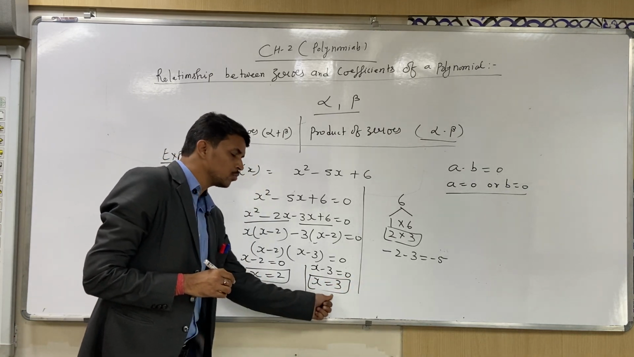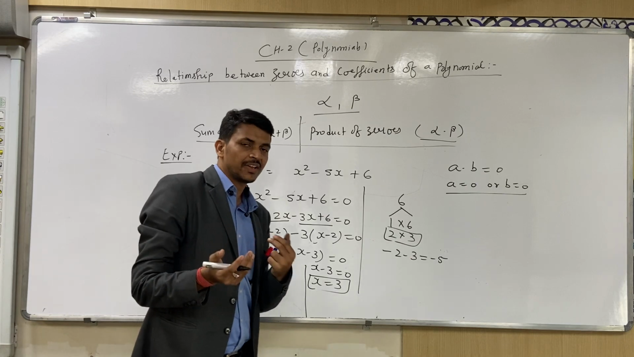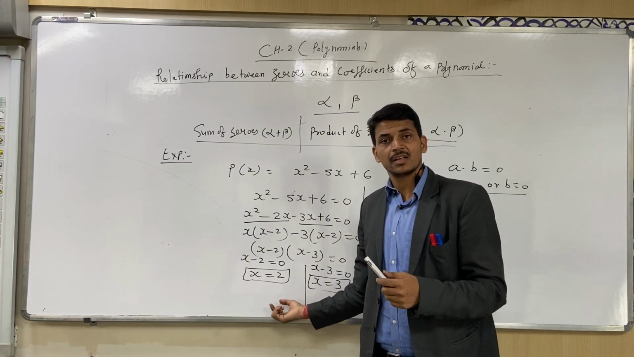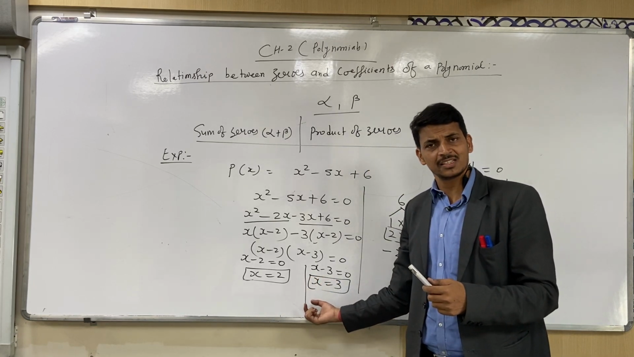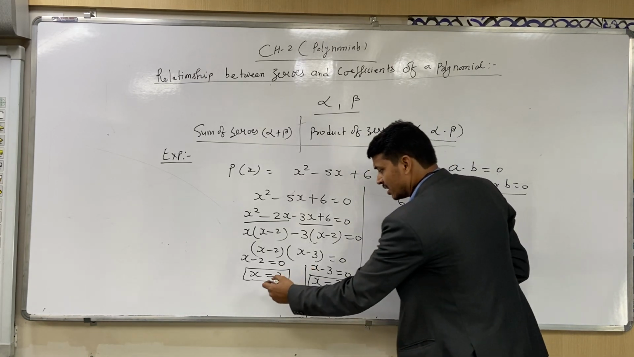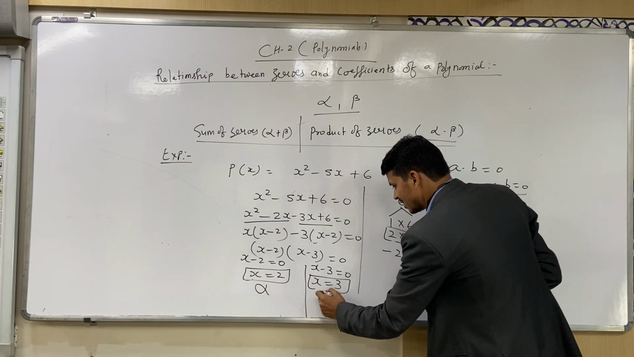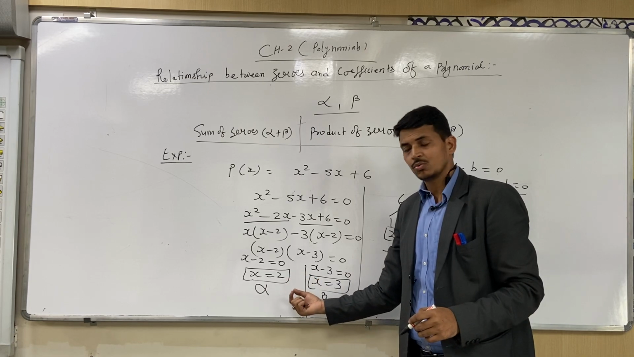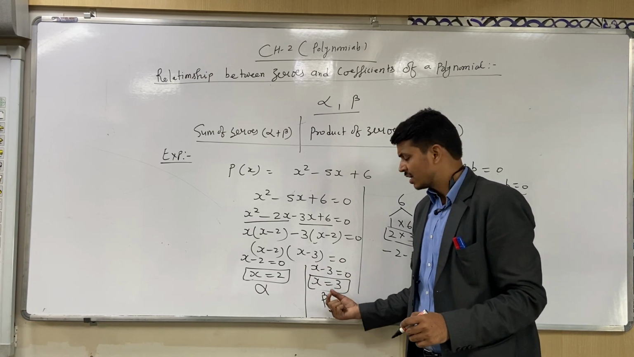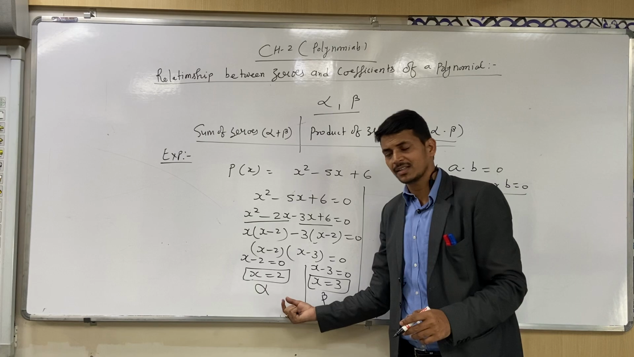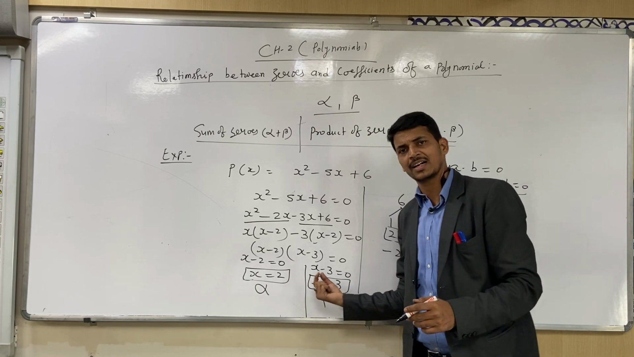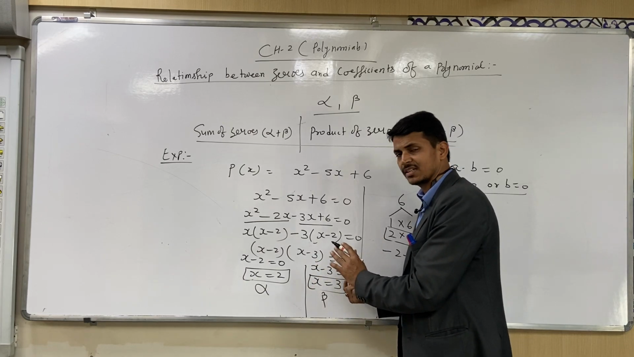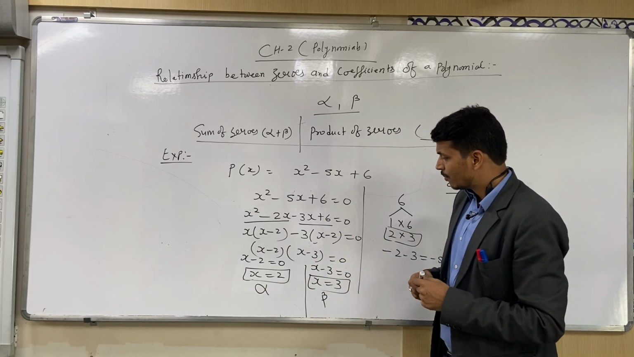Correct? So we got the 2 zeros. As we discussed in the very beginning, we need to represent these zeros by using certain symbols. So let me write these 2 zeros as alpha and beta. These are the symbols we use to show the zeros, alpha and beta. And it is not at all mandatory, everyone, that we have to take the smaller one as alpha or the greater one as beta. You can take anyone as alpha or anyone as beta. It's our choice.